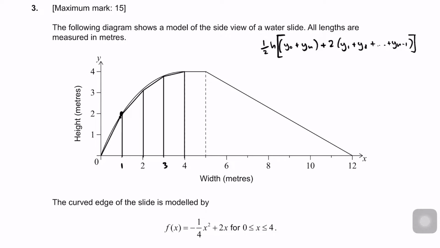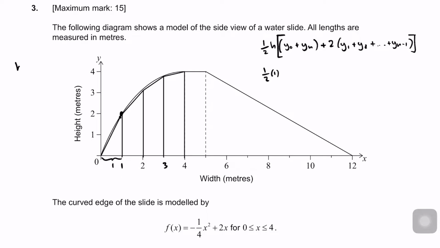Just make sure, a common mistake is that students don't have brackets and they just multiply 1/2 h by this, and they don't multiply it by everything on the inside. So just be careful that you've got brackets right here. Okay, and let's substitute some values. So 1/2 h. H is just the width of these trapezoids, which is 1.